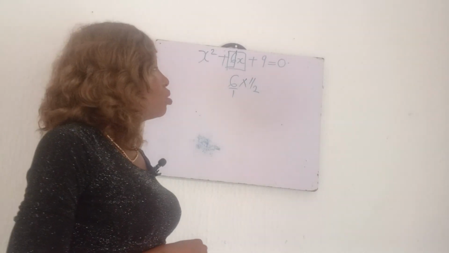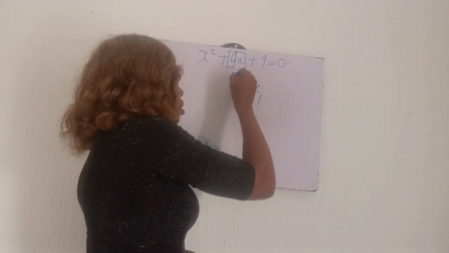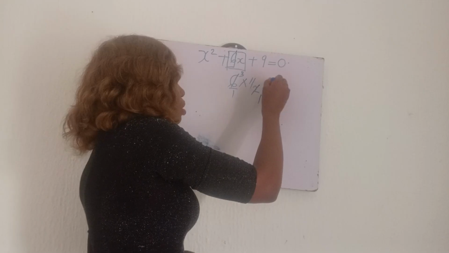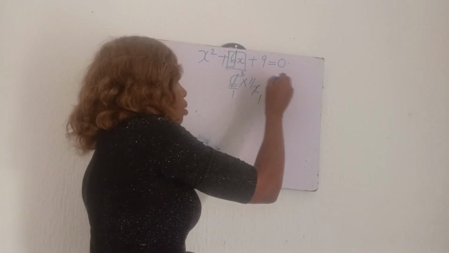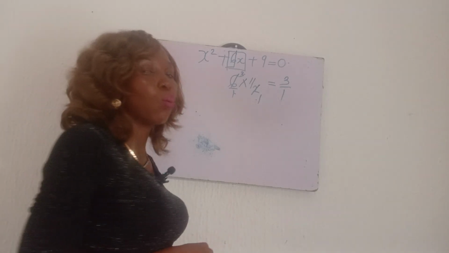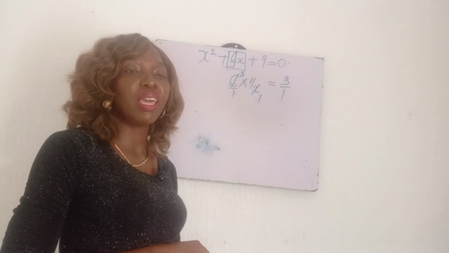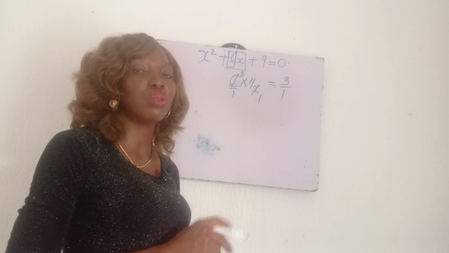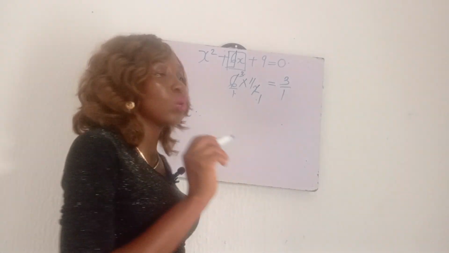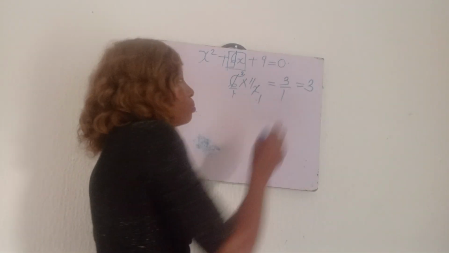Now the next thing I'm going to do is to divide out. So 2 divided by 2 is 1, 6 divided by 2 is 3. So 3 times 1 is 3, 1 times 1 is 1. So I have 3 divided by 1 to be equal to 3. It is 3 because if I have 3 oranges and I'm to share it with just one person, that person is going to have 3. So that is why we have 3 divided by 1 as equal to 3.